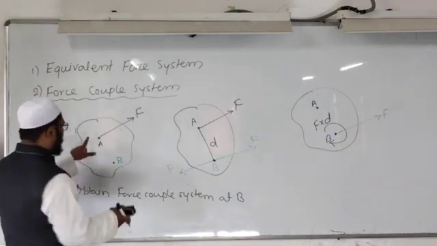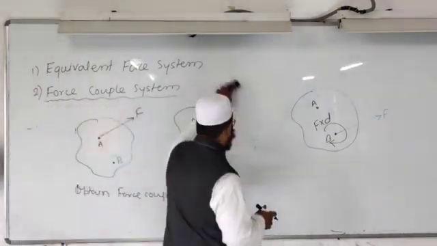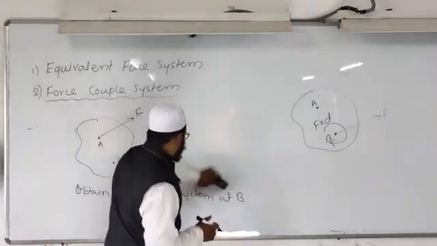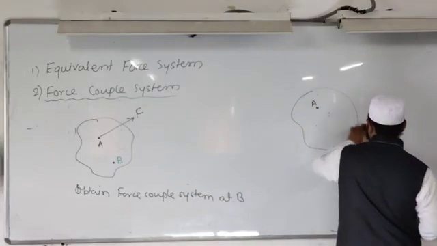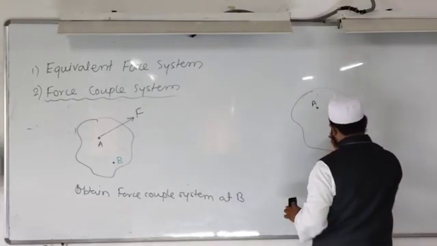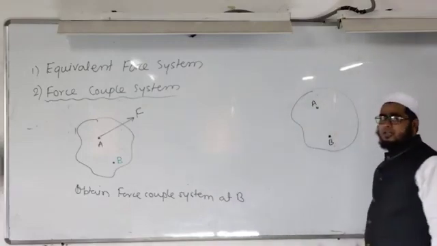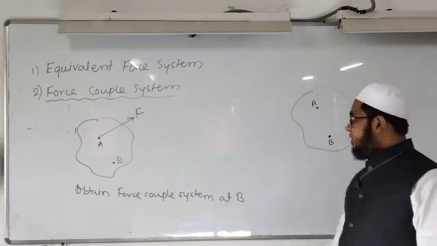In this case, my desired point is B. Very simple. Now I will not consider this figure. I will just explain with the help of the steps. I have to obtain the force couple system at point B.